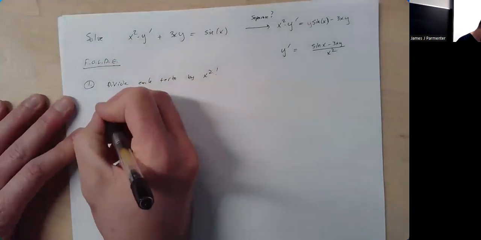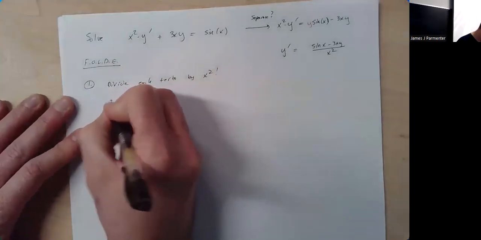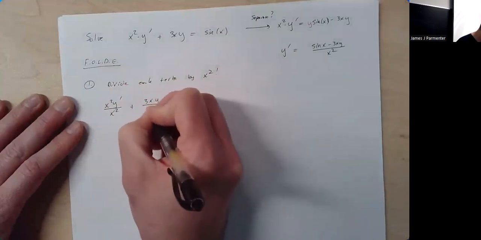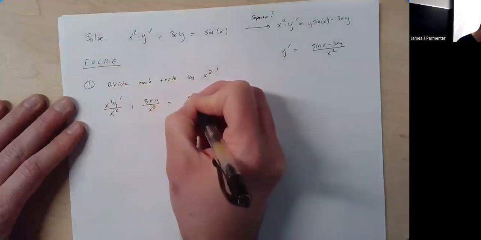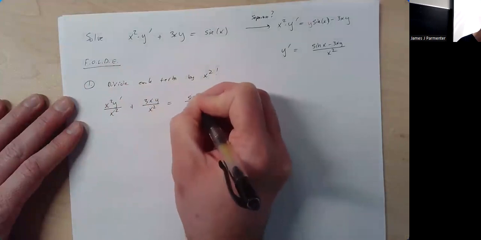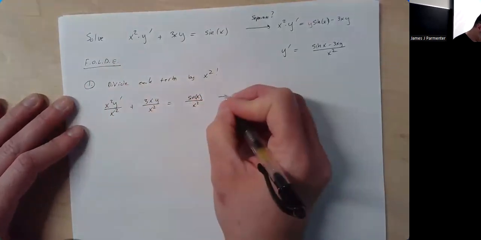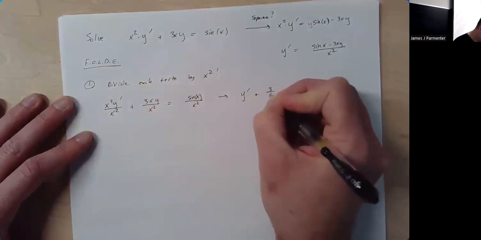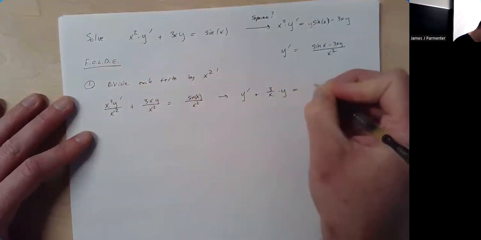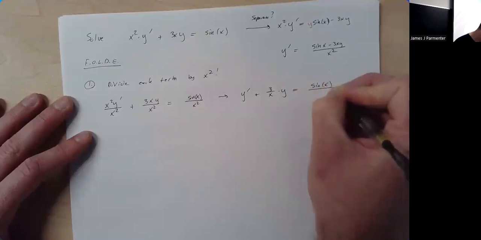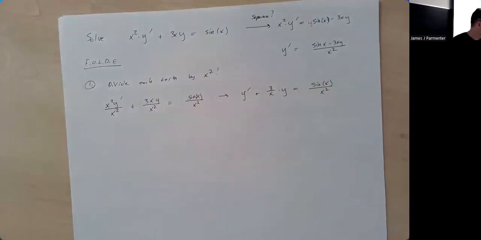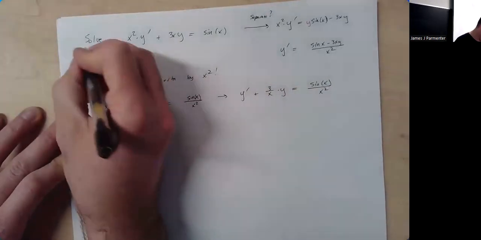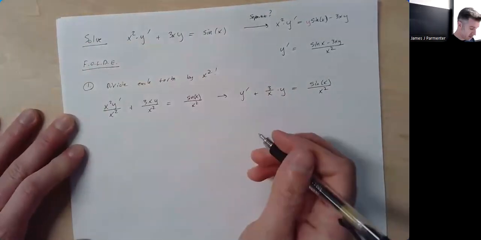So I'm going to have x squared y prime divided by x squared plus 3xy divided by x squared equal to sine of x divided by x squared, which becomes y prime plus 3 over x times y equal to sine of x over x squared. Cool. So then we're going to find the integrating factor.